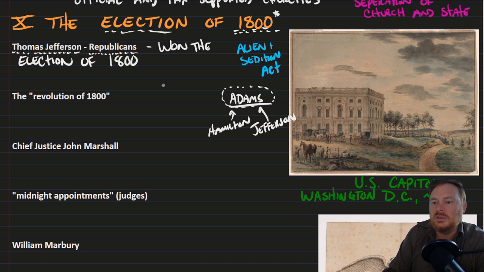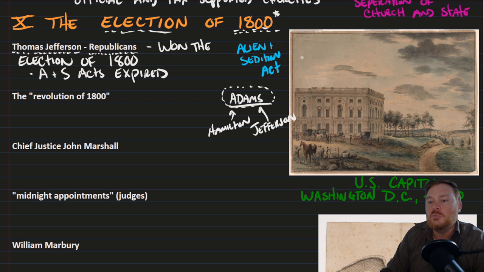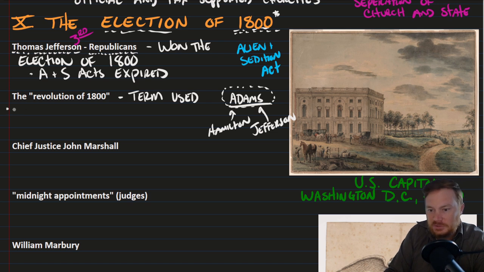of 1800. And amongst other things, which the next chapter is going to talk more about Jefferson's presidency, the Alien and Sedition Acts expired. Jefferson got rid of the Alien and Sedition Acts. But Thomas Jefferson's victory, which makes him the third president in American history, was very significant at the time for the followers of Thomas Jefferson. In fact, they called his victory in the election of 1800 the quote-unquote Revolution of 1800. And we'll just say this was the term used by Jefferson supporters.